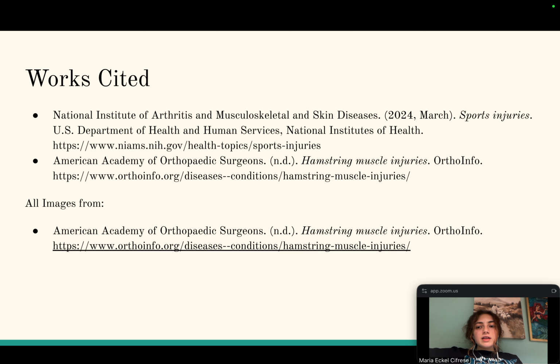And that's everything. These are all of my sources: the National Institute of Arthritis and Musculoskeletal and Skin Diseases, and then the AAOS.